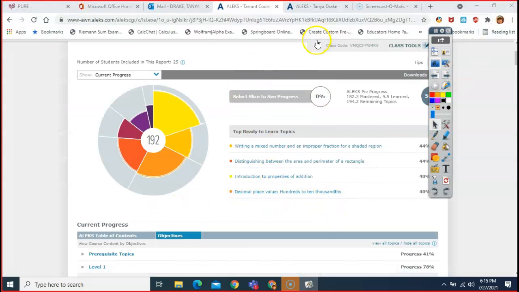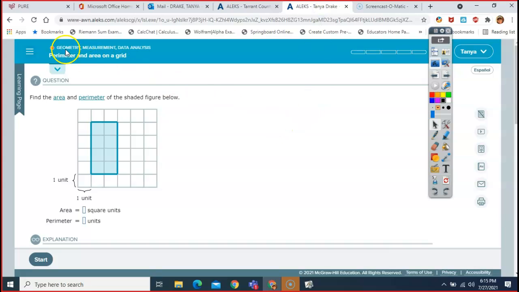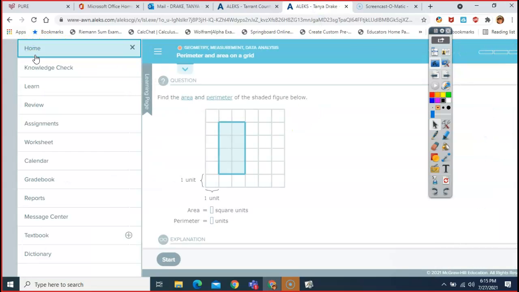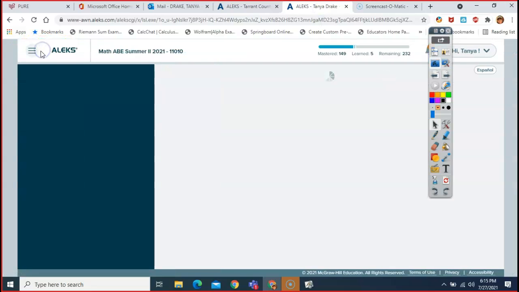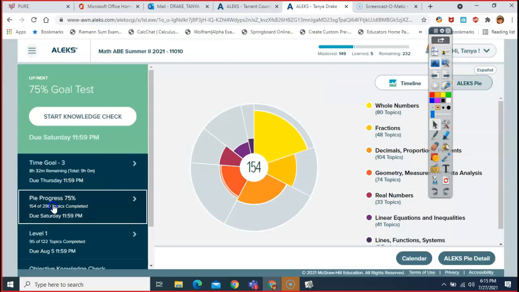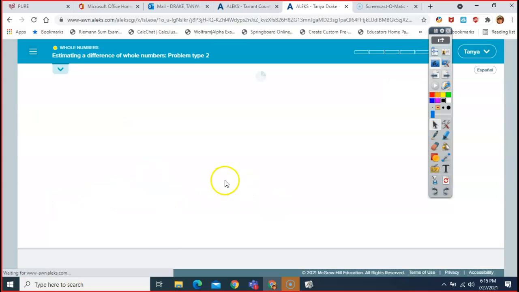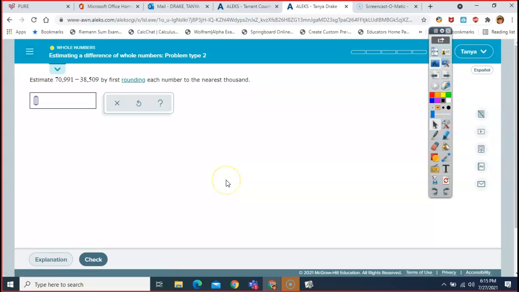Okay. All right, so that was one of the things that it said that you guys had a problem with. I wanted to go here and go back to the home and go into my progress as a student. And the first thing that is showing me is we want to estimate the difference by rounding each number to the nearest thousand. Well, 1,000 looks like this.